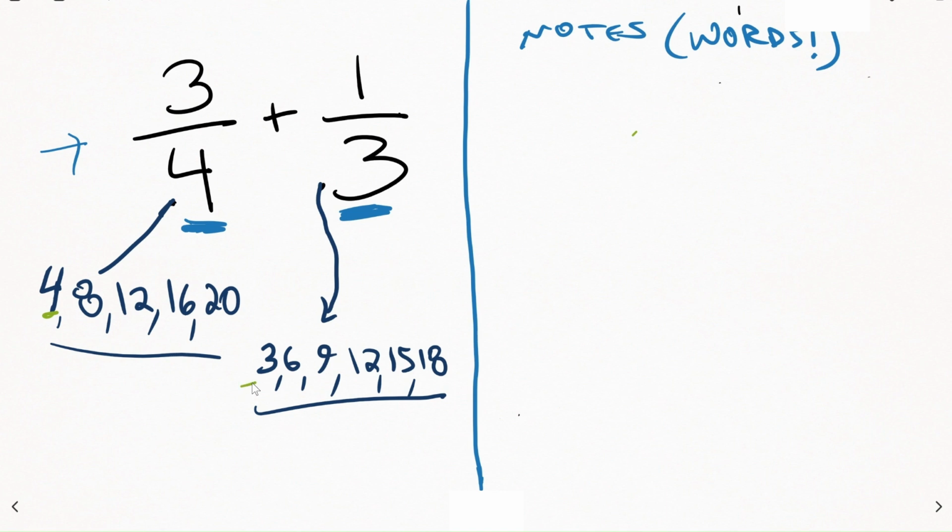Is it 4? No, there's no 4. Is it 8? No, there's no 8. Is it 12? Yeah, there's 12 right there. So the smallest number that both 4 and 3 go into is 12.